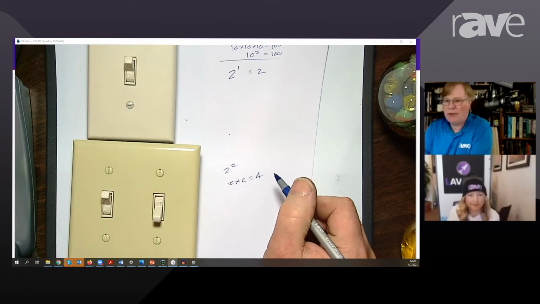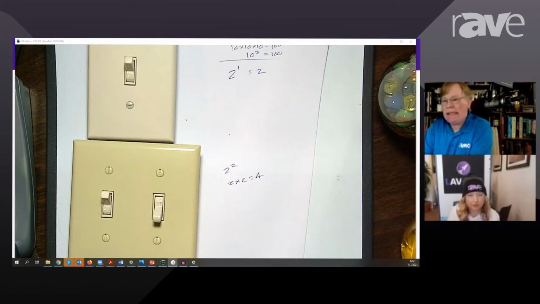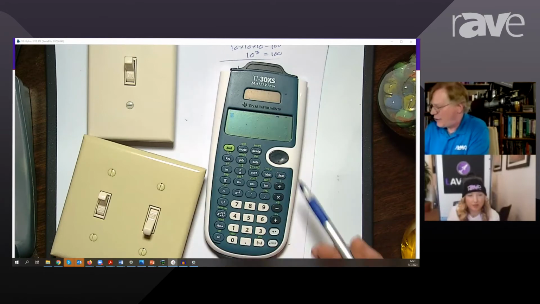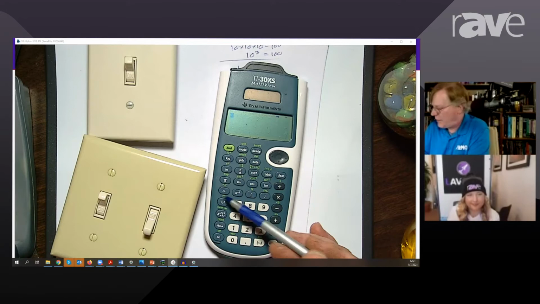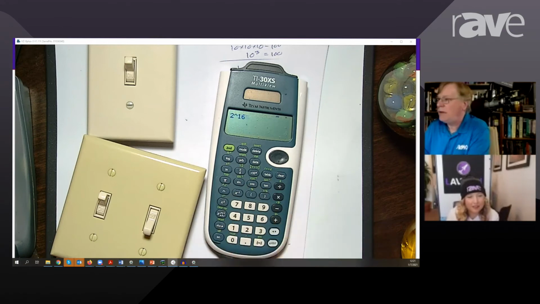4 possible states. Okay. What if I had 16 switches? That would be 2 to the power of 16. How many possible states could I have? The way I do this on the TI-30, which is the calculator used for the exam, is with the little caret key. So 2, caret symbol, 16. So 2 to the 16th, I can have 65,536 possible states.